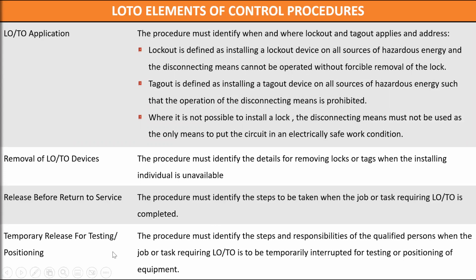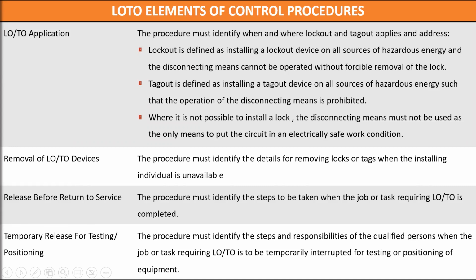Temporary release for testing and positioning purposes. So there could be some tasks in which we have to energize our electrical equipment and system in order to check whether the equipment is working fine or not, or whether the repair work which we have carried out has actually identified the right fault and the fault has been cleared. So that is covered here. The procedure must identify the steps and responsibility of a qualified person when a job or task requiring lockout and tagout is to be temporarily interrupted for testing or positioning of the equipment.